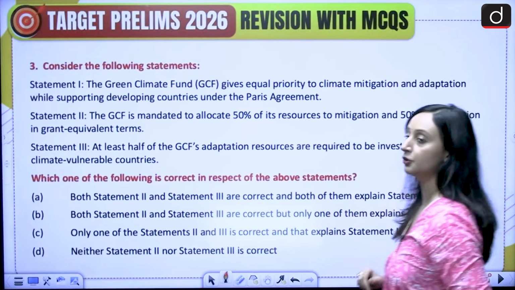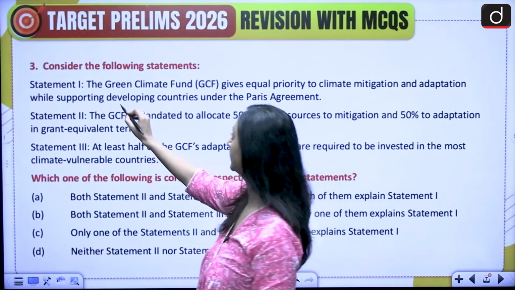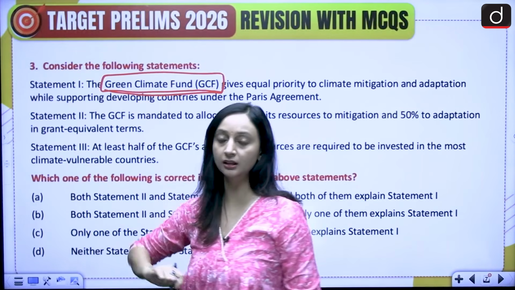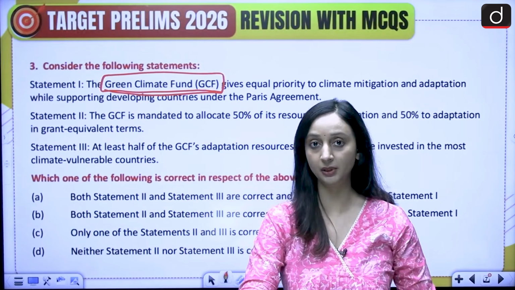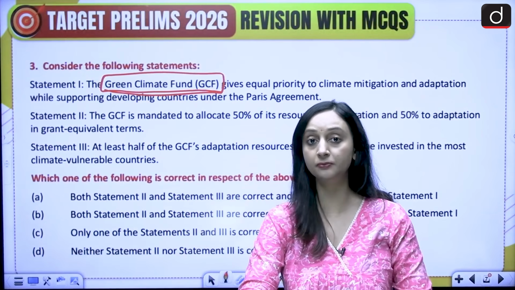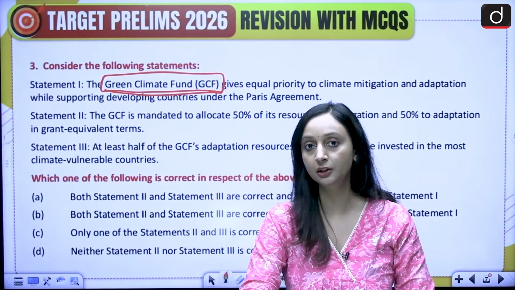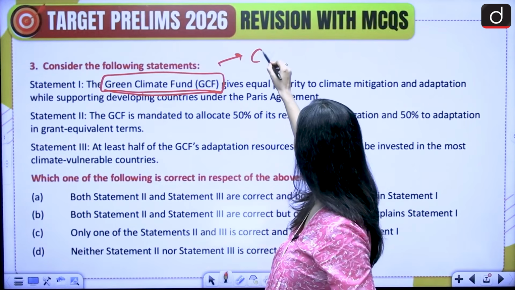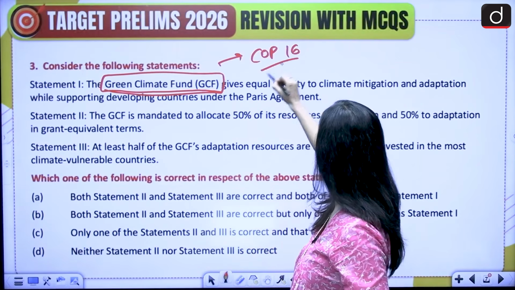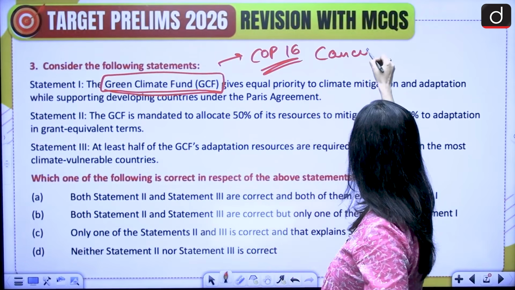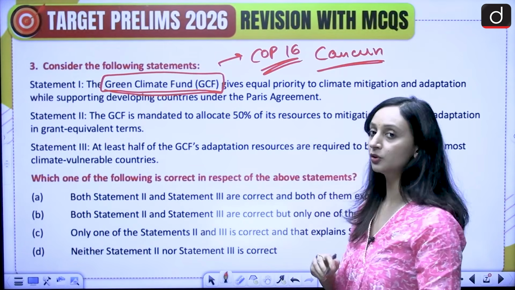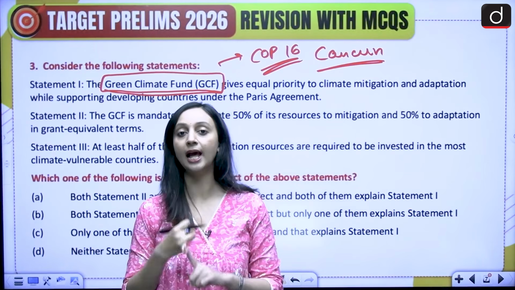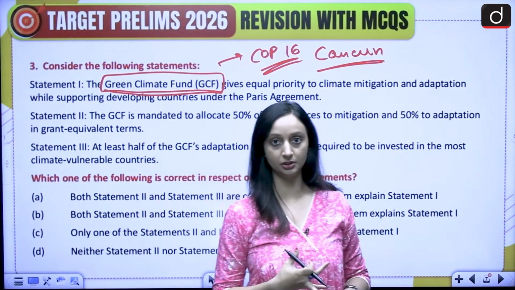Done? So here we are talking about the Green Climate Fund. The Green Climate Fund, which is the largest climate finance mechanism that we have. It's the largest climate fund that works under the UNFCCC. Okay, so this was adopted at COP16 in Cancun. So this basically helps the developing countries in their mitigation as well as adaptation measures.